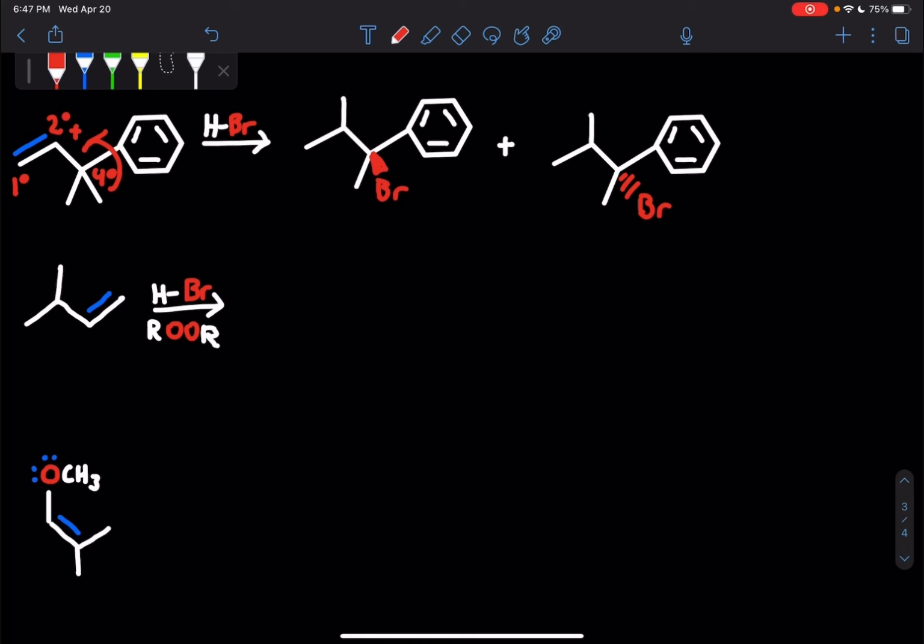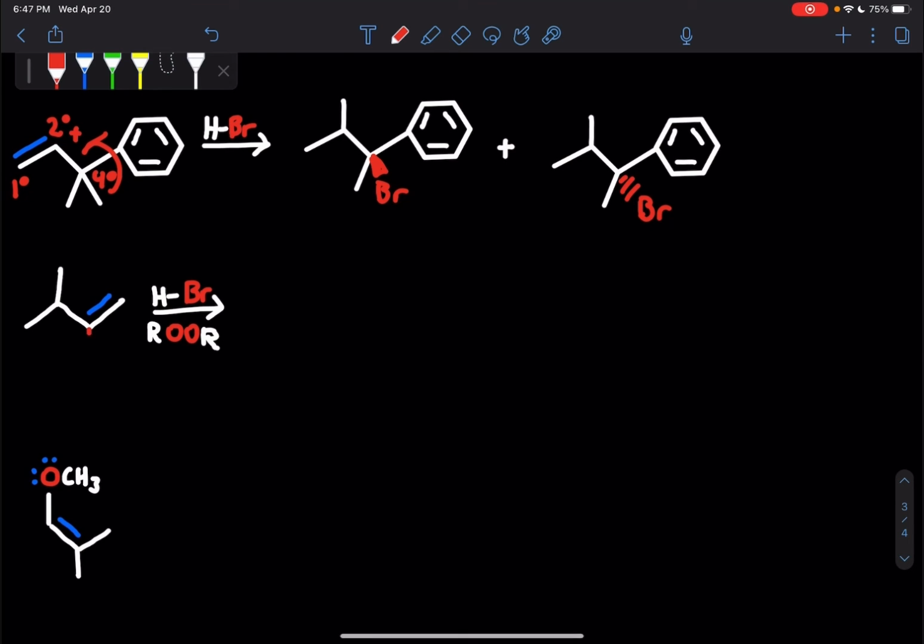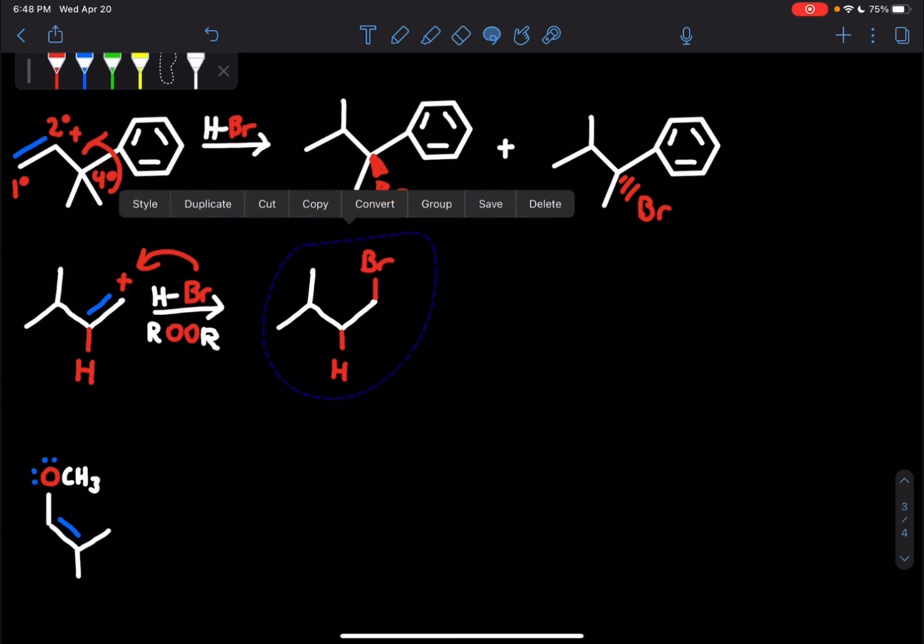The second one is tricky because we have hydrobromic acid and a peroxide, and all that means is an anti-Markovnikov addition. So we'll put our hydrogen on the carbon with the least amount of hydrogens, and our positive charge will go on the other carbon, where our bromine will attach. And this is our final answer.